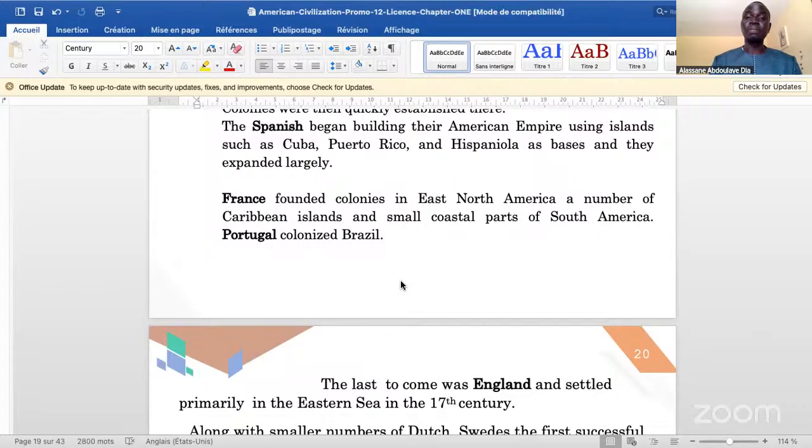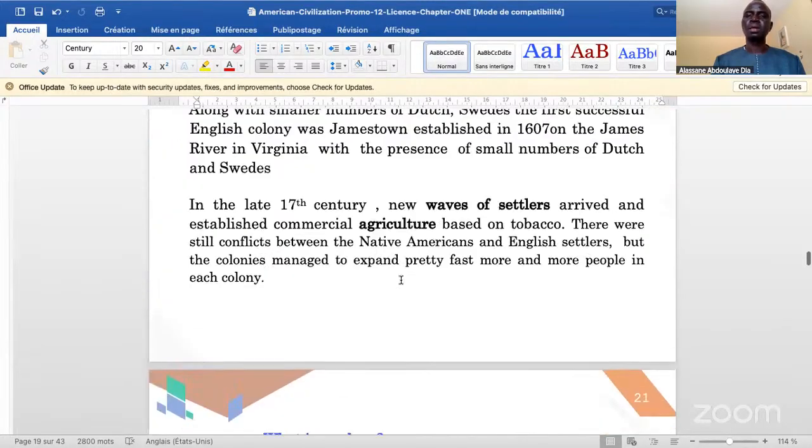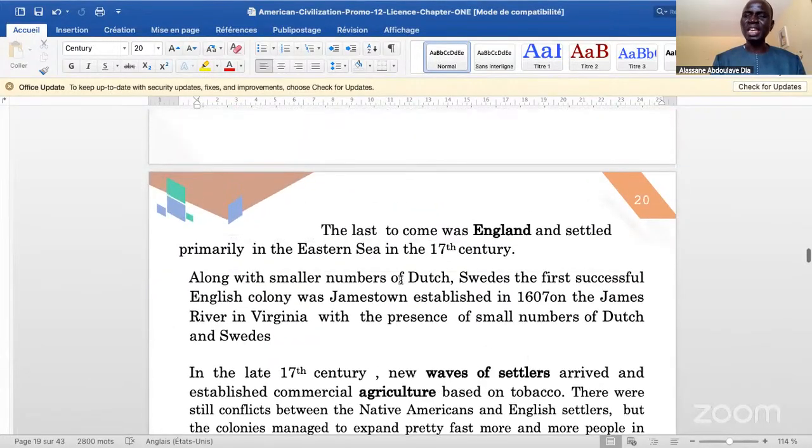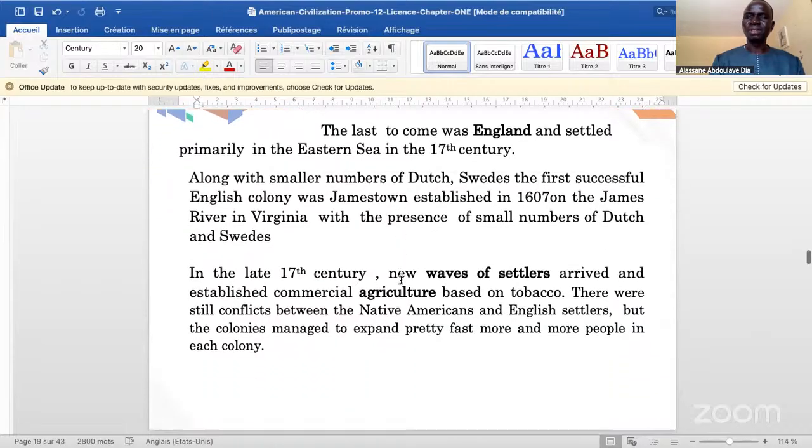France too started, but when France came, France went totally to the north, to Canada. That's why Canada was French first. Canada was occupied by the French. And then in the south, Portugal went there to colonize Brazil. What happened? You did not hear England. So the last was England.